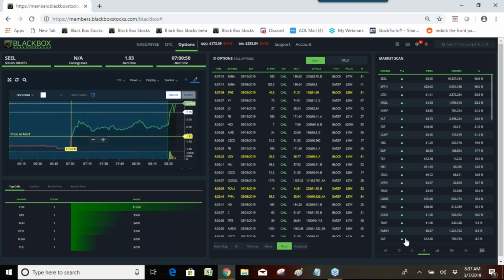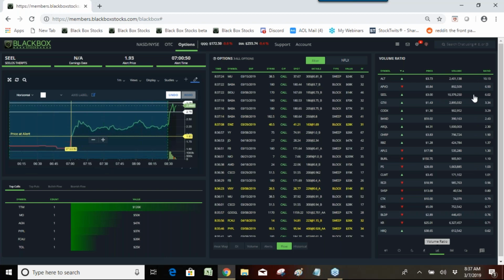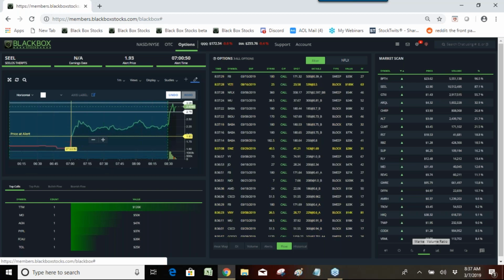Volume still coming in on the thing. Again, I can see that right here. I'm seeing the volume on everything. I know what it's up. I've got my volume ratio over here. SEAL's traded 6 times average volume. Again, back to market scan. I like to see what these things are doing while I'm watching my options.